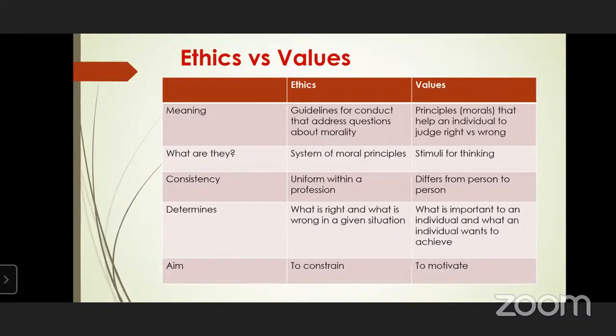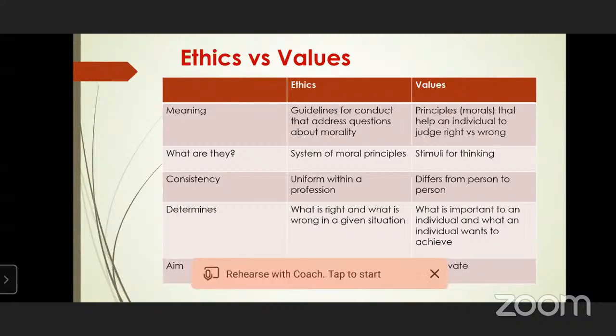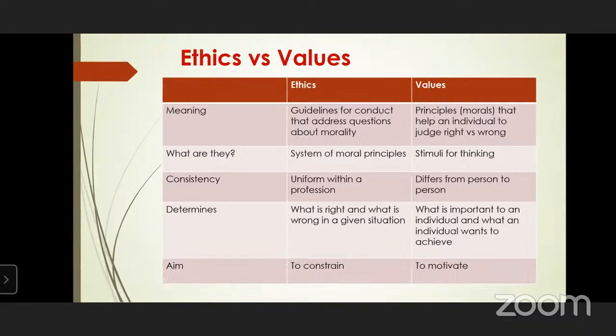So the meaning: ethics is guidelines for conduct that address questions about morality. So more as a whole, a system or a group, where your values or principles, morals help an individual to judge right versus wrong. So ethics is a system of moral principles, and values is stimuli for thinking. With regards to consistency, ethics is uniform within a profession, and values differ from person to person. What it determines, so basically for ethics, it determines what is right and what is wrong in a given situation.